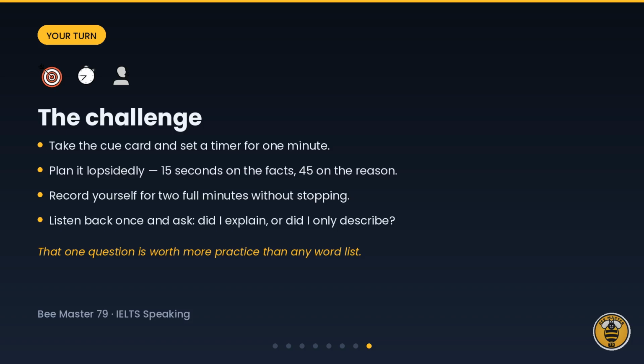Your challenge, then: take the cue card, set a timer, plan for exactly 1 minute using the lopsided method, and record yourself speaking for 2. Then listen back once, with 1 question in your head. Did I explain, or did I only describe? That single question is worth more practice than any word list.